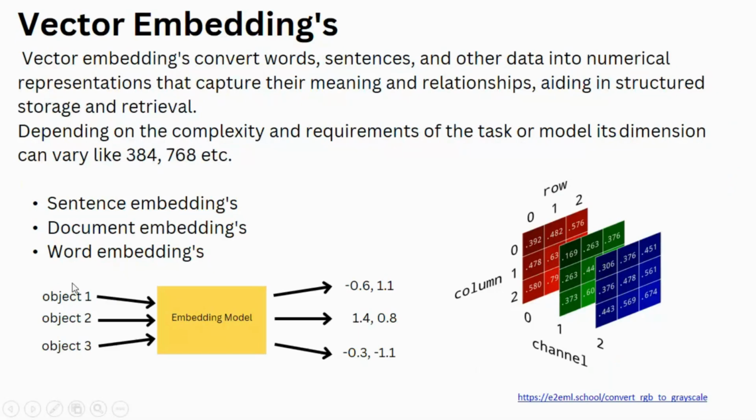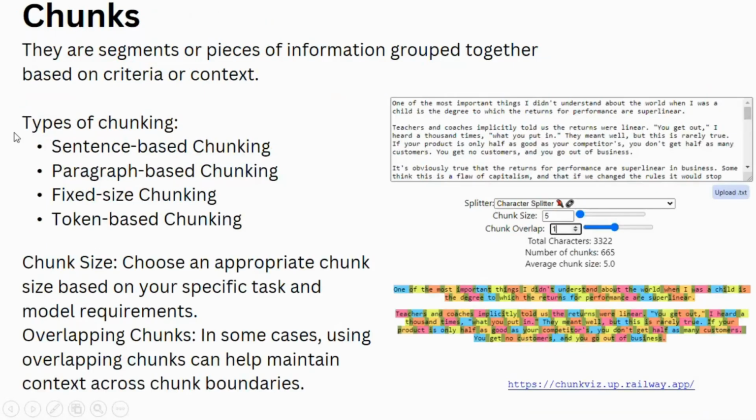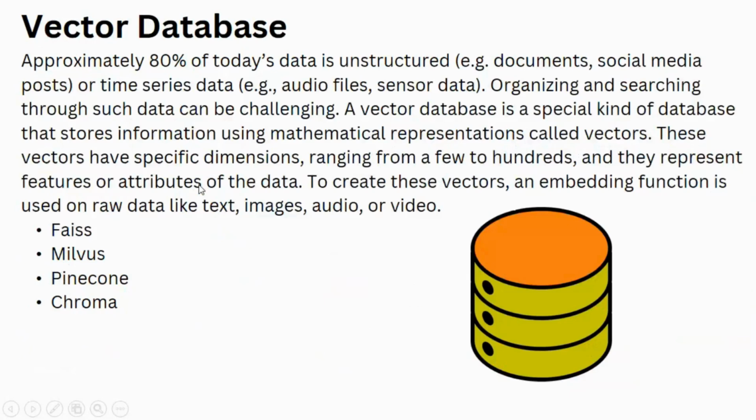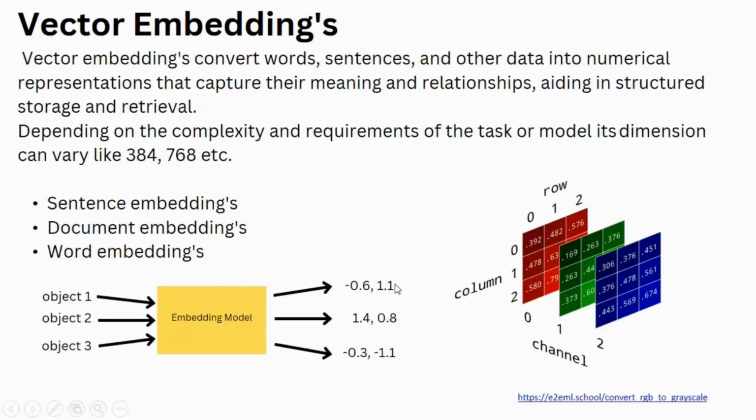Vector embeddings: whatever data we have split into chunks, we convert into a numerical representation so that we can store that. The main reason for embedding is that we can convert even images into a numerical representation. And one more thing, embedding models have different dimensions, like 384, 768, depending upon the model.